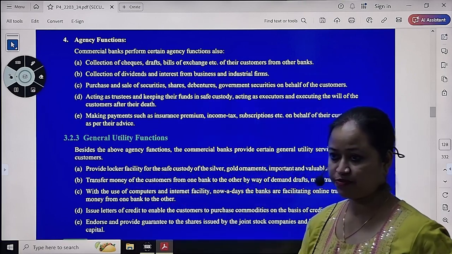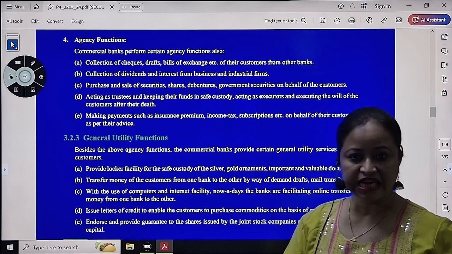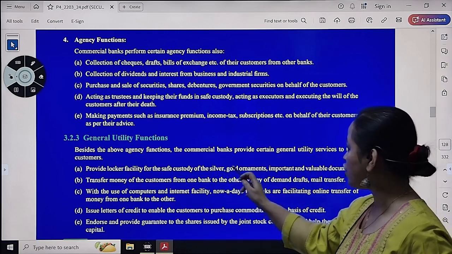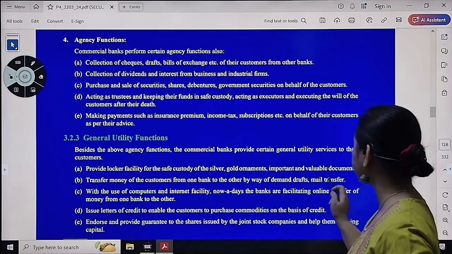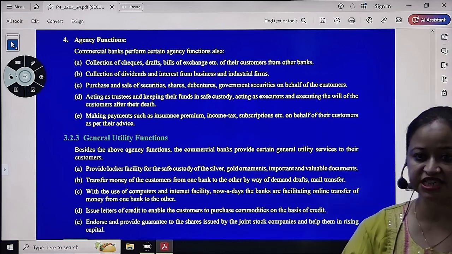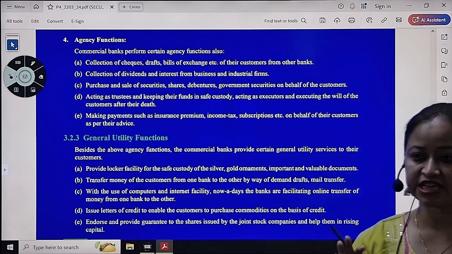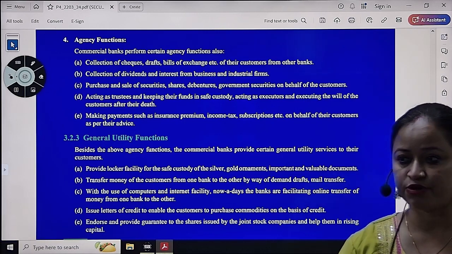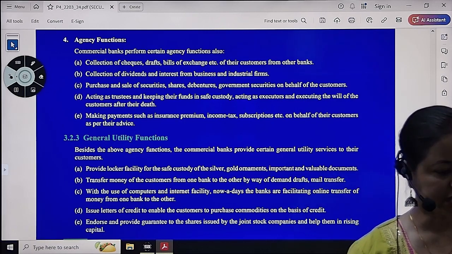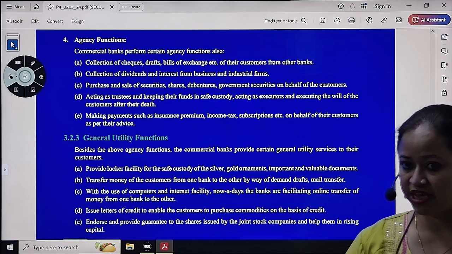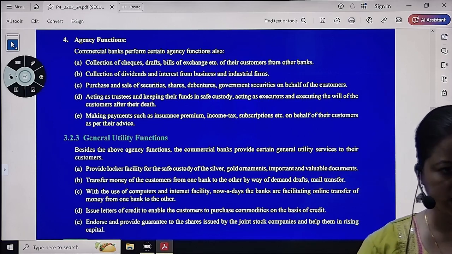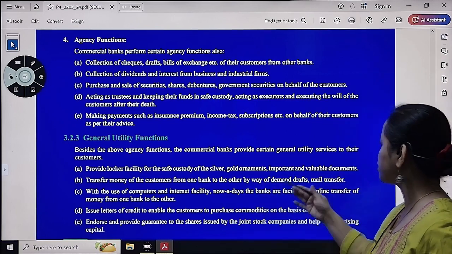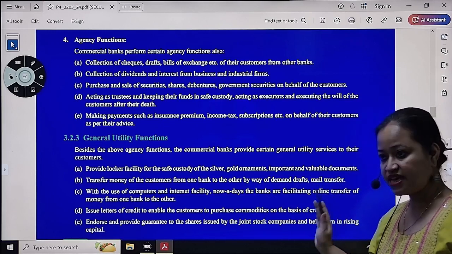So the first one is banks are providing what? Locker facility. Okay, one locker facility is given. If the customer wants to keep silver or gold or ornaments or any important or valuable documents, they can be kept in the locker. The customer will have one locker and the keys are given. One key will be with the customer, one key will be with the banker. Okay, so with the help of that, in that locker, in safe custody, gold or silver ornaments or diamonds or important or valuable documents can be kept.